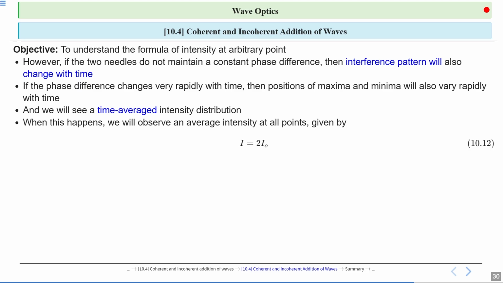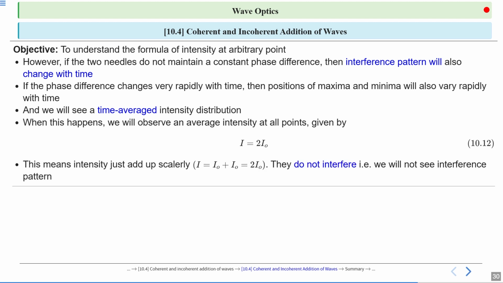So what is that average intensity? 2I naught. At all points we will observe an average intensity of 2I naught, which means we will not see the interference pattern, that is, consecutive maxima and minima. We will see some uniform surface. This means the intensities just add up scalarly: I equals I naught plus I naught, which is 2I naught. They do not interfere, so we will not see an interference pattern.